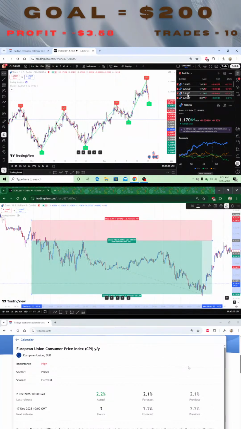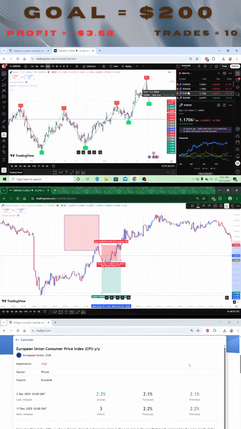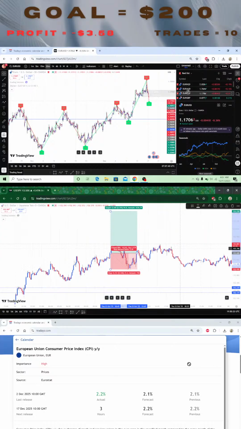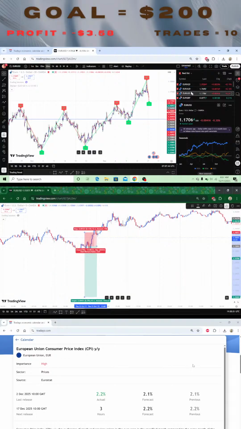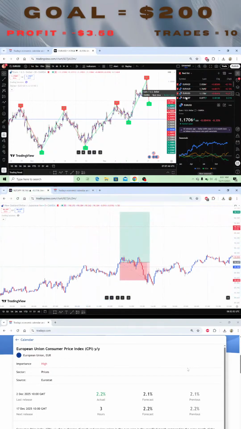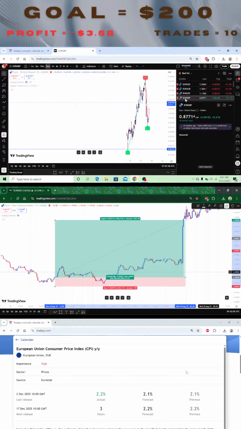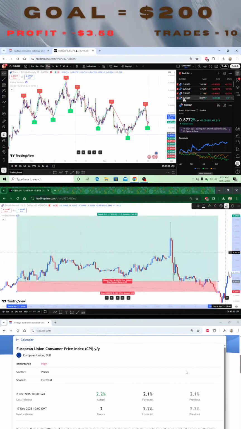Euro USD is bullish as well. Let's still switch it off. We consider Euro USD to be the bearish one. Let's switch it up. No, Euro USD failed as a bearish trend, so we're going to leave it there. It failed on the 5 minutes time frame, so we're going to leave it there.